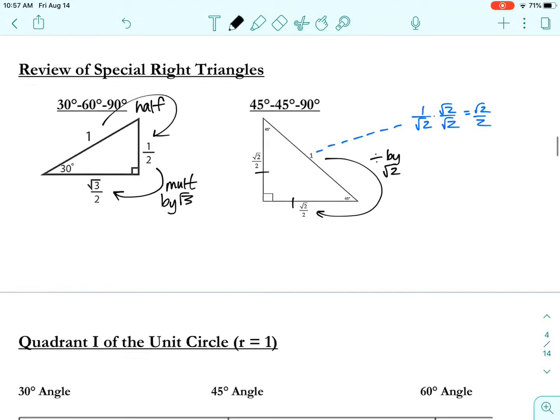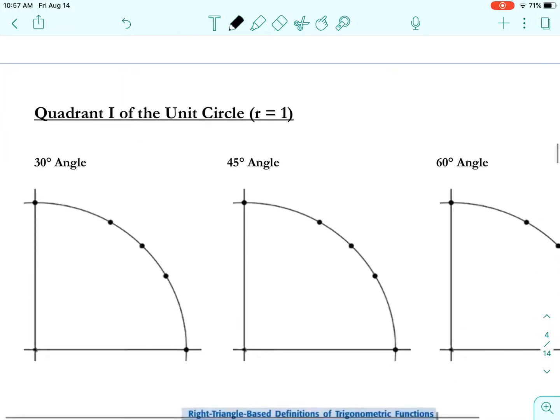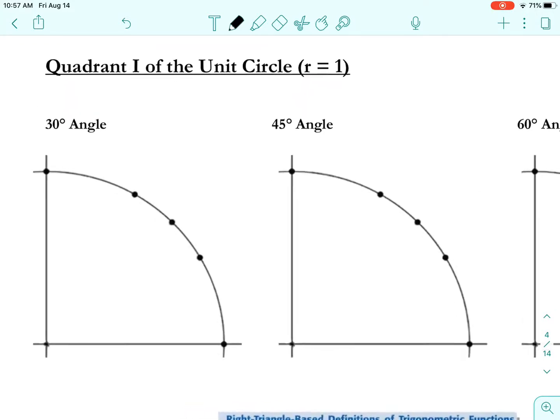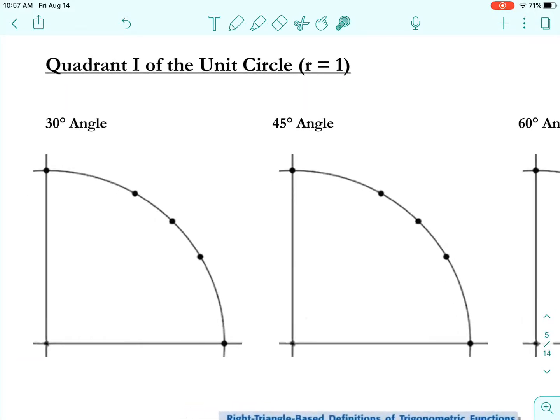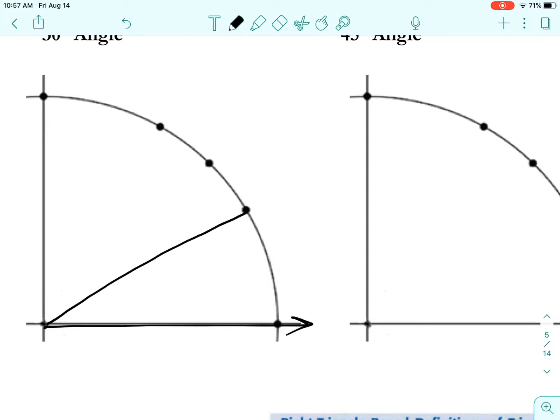Okay, what else I want to do is talk to you about these quadrants of the unit circle. If you have a 30-degree angle on the unit circle, I'm going to tell you what these dots mean. If I draw the 30-degree angle, remember my starting side, my initial side, is right here, and I rotate up 30 degrees, that's what this first dot is for. Theta equals 30 degrees. And remember how we connect our triangles. I'm always going to drop it down to the x-axis, never to the y-axis.